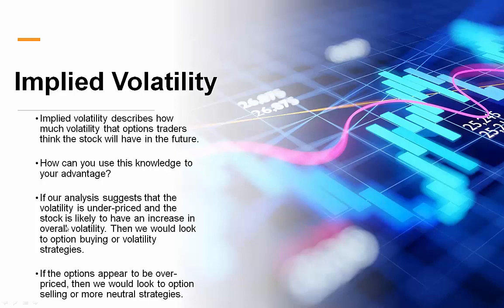Now, you can do a comparison and say, well, how does that look compared to history and my analysis? If the volatility seems underpriced, then you'd want to be more of a volatility or an option buyer. If the volatility appears to be overpriced, the implied anyway, that's the current pricing, you might look at selling or more neutral strategies, right? So you're making a judgment, an analysis as a trader, to say, how do I think implied matches up with what I think the future is going to hold?